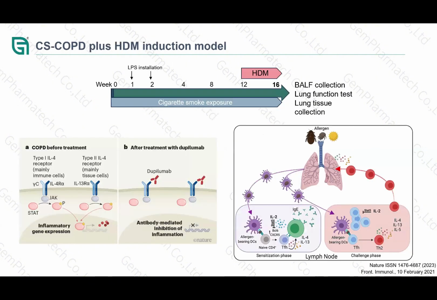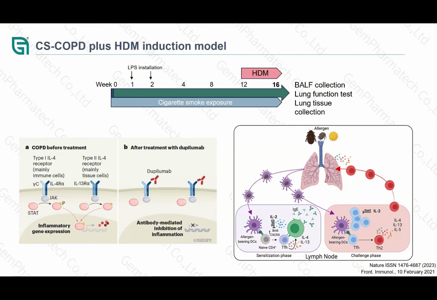And as we mentioned, our cigarette smoke and LPS model replicates the classic TH1 type inflammatory phenotype. This type is seen in roughly 60% of patients and is dominated by neutrophil-driven inflammation. But in the clinic, around 30 to 40% of COPD patients have a TH2 dominant profile, marked by high eosinophil levels, and this group faces a far higher risk of acute exacerbation.